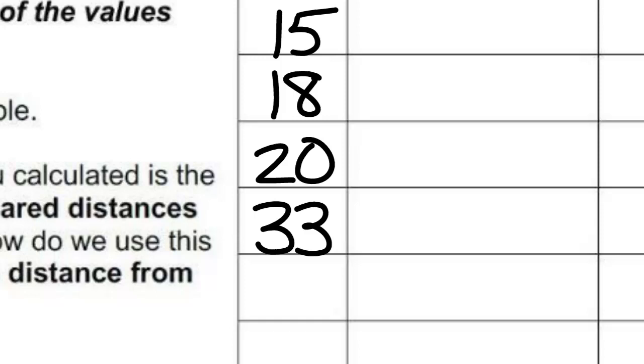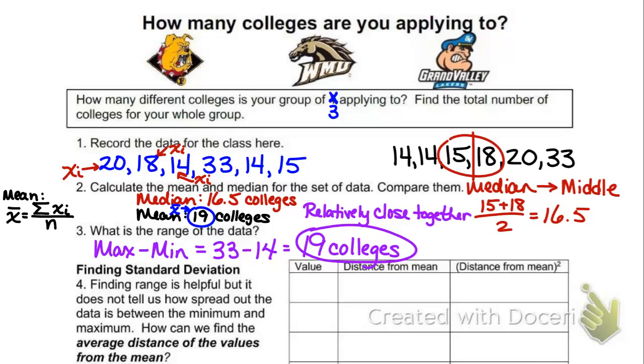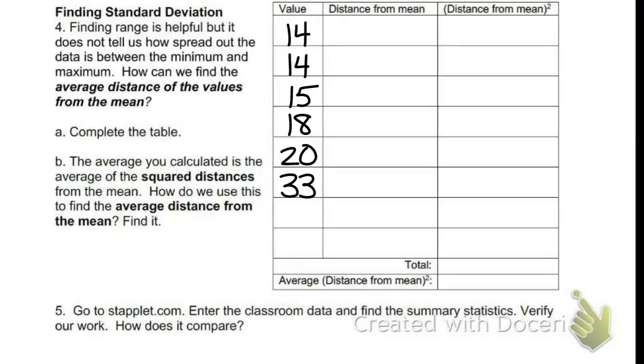All right. Distance from the mean. How are we going to figure out how far away from the mean we are? First of all, what was our mean on this? 19, or 19 for that. Median was 16.5, right? Let me go back and look. I know we wrote this down. Yes. Our mean was 19 colleges. Our median was 16.5.